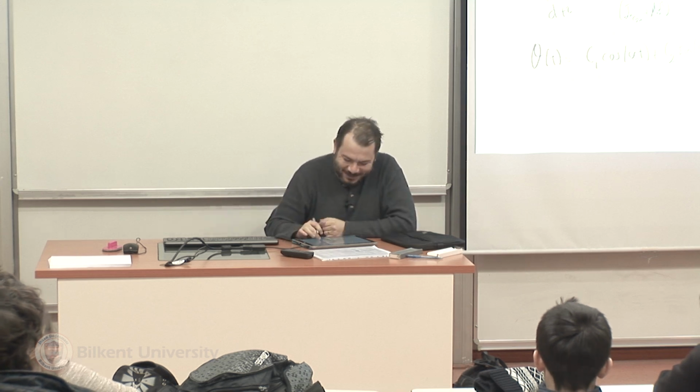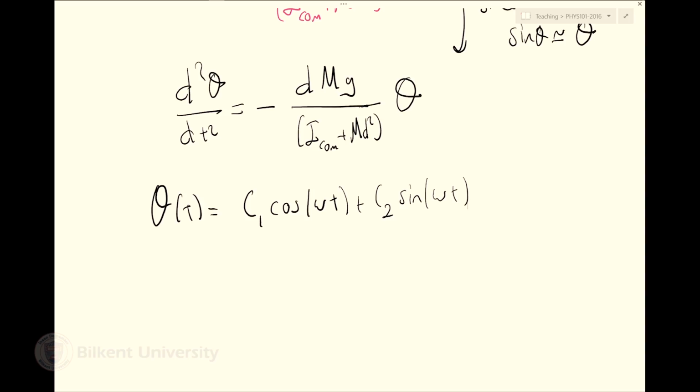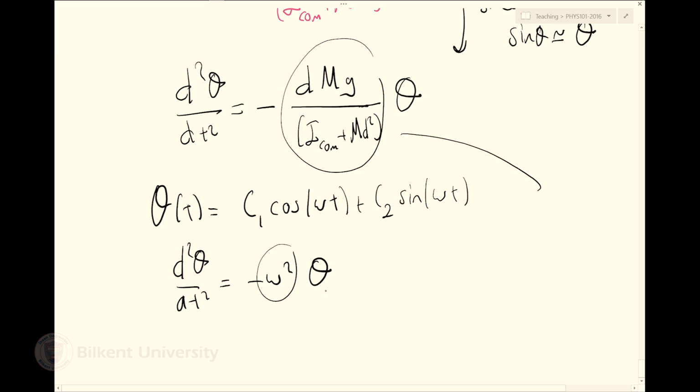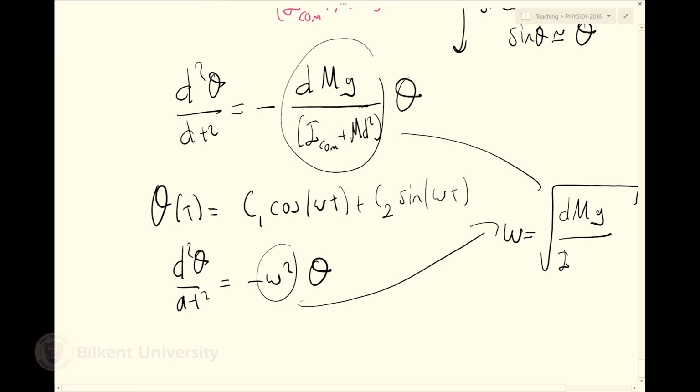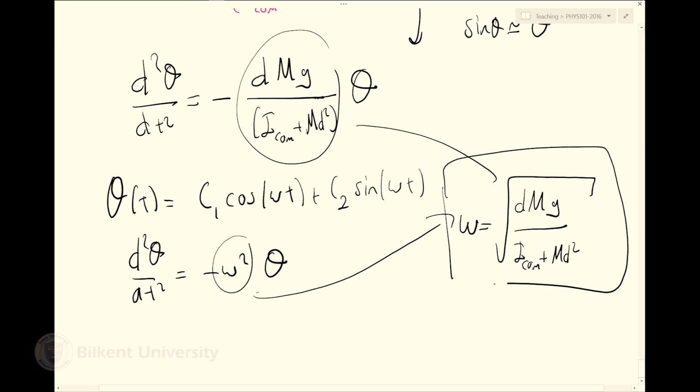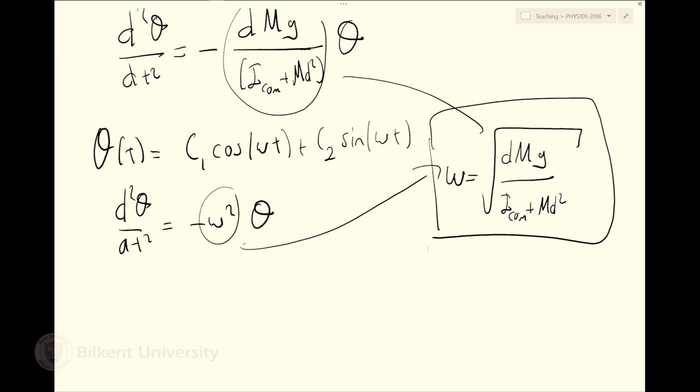But now, the nice thing about this form is d squared theta dt squared is minus omega squared times theta. So essentially, in my differential equation, I can just write omega is the square root of d mg divided by I center of mass plus d squared. So that is the most general result for a physical pendulum.